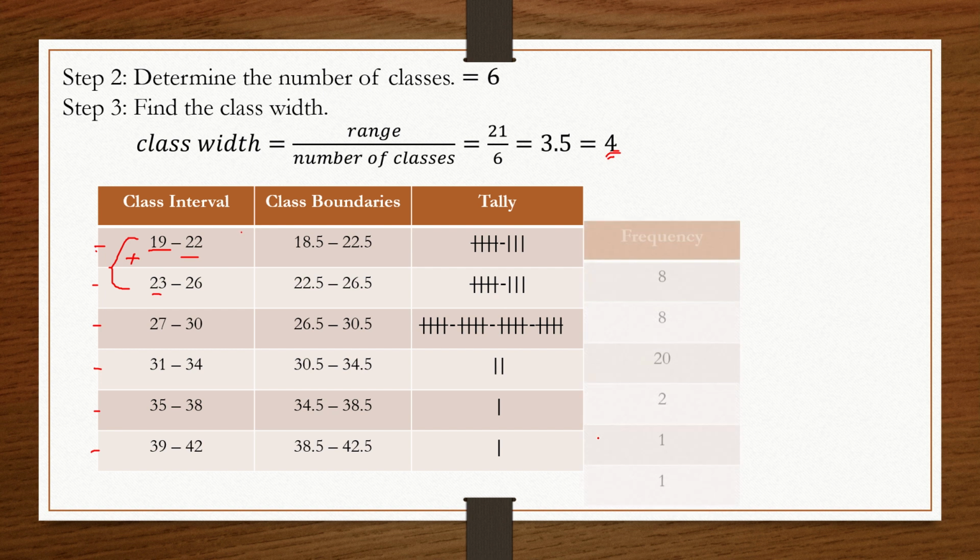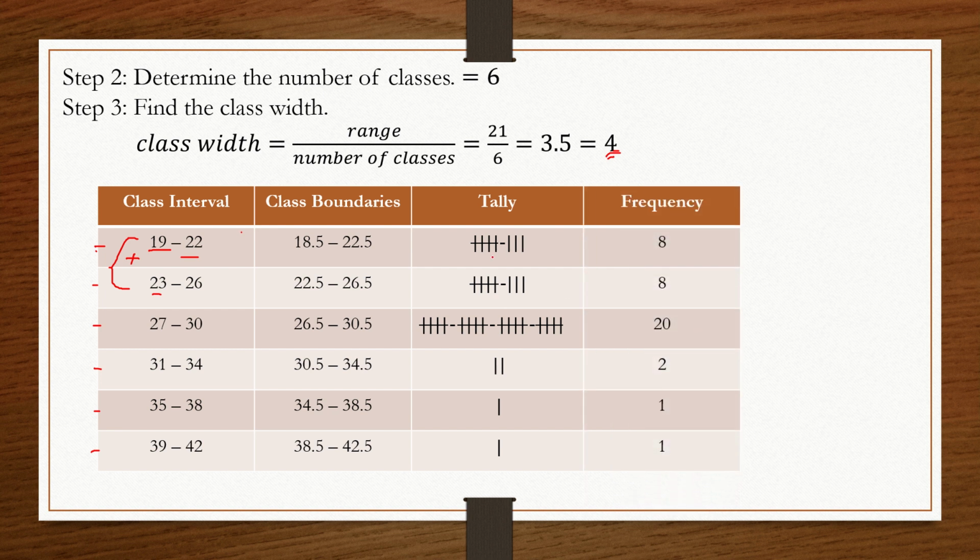Next na gagawin is the frequency. So, yung natally natin dito, bilangin. This is 8. Ito, 8 din. Ito, 5 plus 5 plus 5 plus 5, so 20. Tama. Ito ay 2, 1, 1. So, kailangan yung n po natin is 40, kasi 40 students. Di ba? Para malaman na 40, add mo tong frequency. So, 8 plus 8 is 16 plus 20, 36 plus 2, 38 plus 1, 39 plus 1 is 40. So, tama po yung total number of frequency po natin.